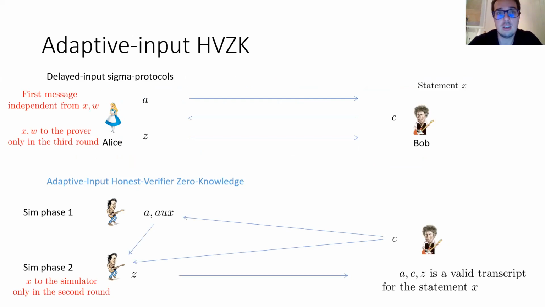Let's start with the compiler that adds adaptive input honest verifier zero knowledge. As I said, we want to deal with sigma protocols that are delayed input, which means that the first message A is independent from the pair statement-witness. Formally, we require that this pair is made available to the prover only in the third round. For this protocol, it makes sense to define stronger notions of security, and one of them is this adaptive input honest verifier zero knowledge, which is defined by the existence of a two-phase simulator. The first one, having as input only the challenge C, has to compute a first message A, and then the second one, receiving as additional input the statement X, has to compute the third message Z, such that ACZ is a valid transcript.